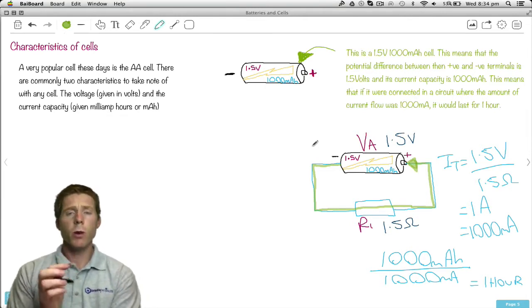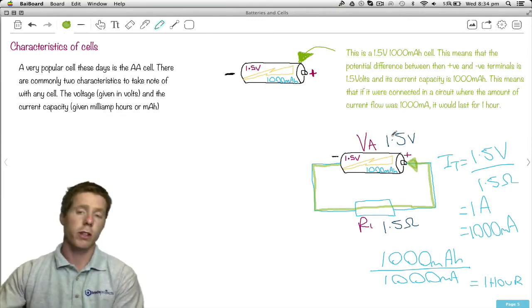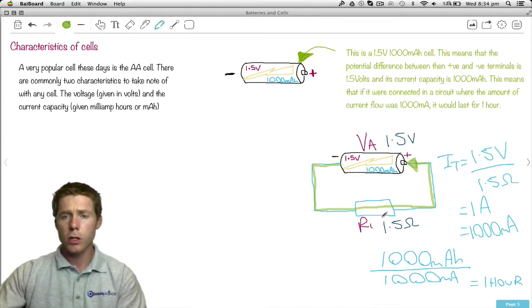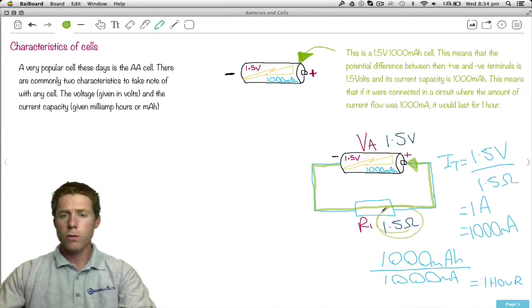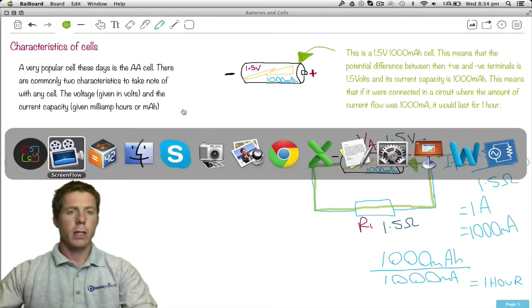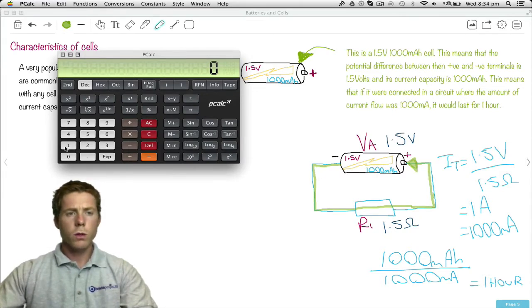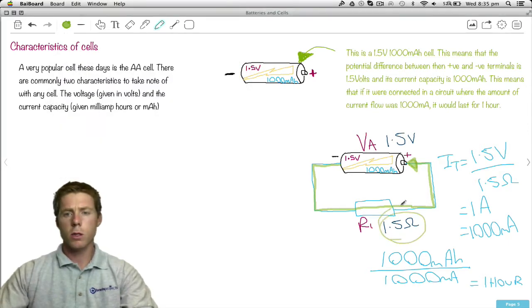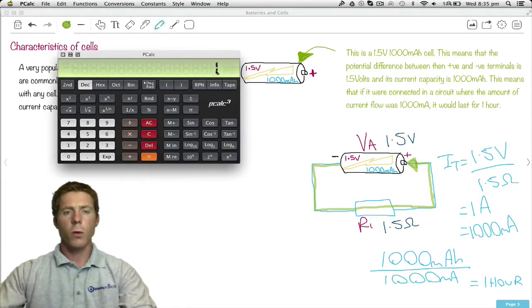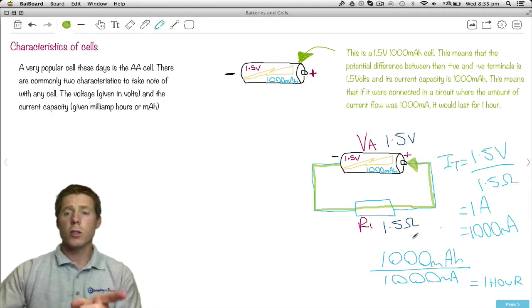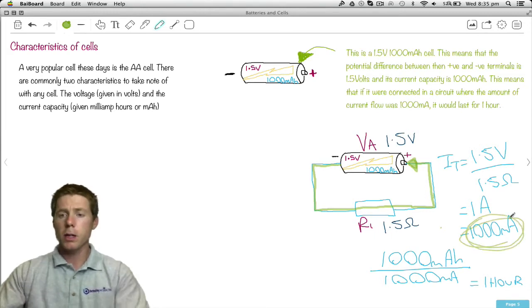Well, that means if we were to connect it to a circuit, and I've actually got one drawn down here, so let's go with that one. If I was to connect it to this particular circuit, we've got a resistance of 1.5 ohms. In fact, let's do the calculation so you see I'm telling the truth here. 1.5 volts divided by 1.5 ohms, because there's my resistance, we get 1, and that is 1 amp. We've got 1 amp of current flowing in that circuit. If we convert that to milliamps, it's 1000 milliamps.